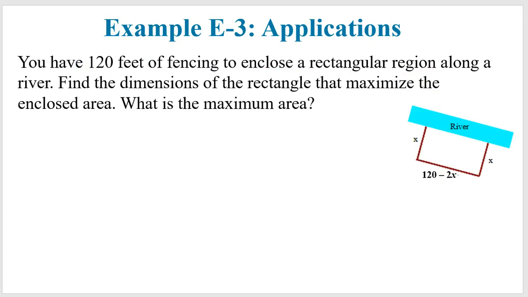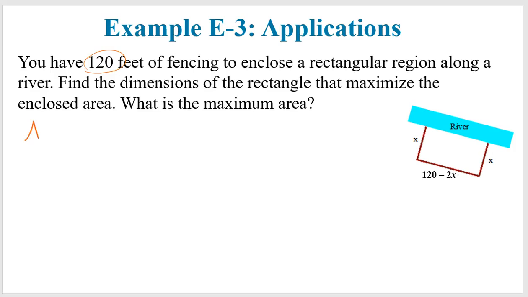So if you have this situation where you have 120 feet of fencing to enclose a rectangular region along a river, so you don't need that fourth side, you just need the 3 sides. I have labeled the sides according to what they will need. So these sides will both be x, and this side will be 120 minus 2x with that 120 feet of fencing. So find the dimensions of the rectangle that maximize the enclosed area this time.